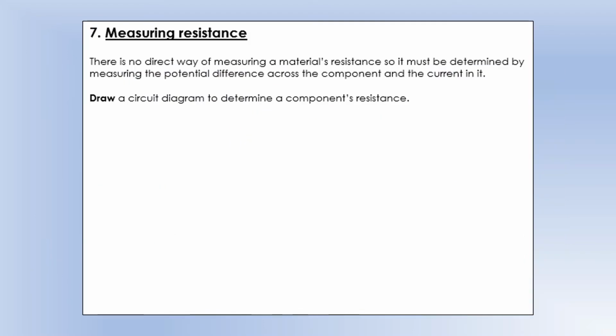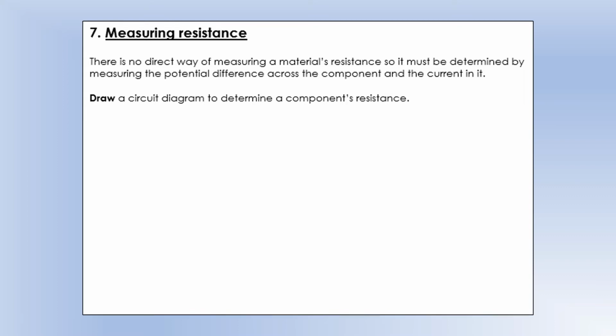Well, there's actually no direct way of measuring it. We've got a voltmeter to measure potential difference, we've got an ammeter to measure current, but you cannot directly measure resistance, even though your multimeter will have an option called an ohm meter on it. But I'm going to talk to you about what that multimeter is actually doing to give you a resistance reading.